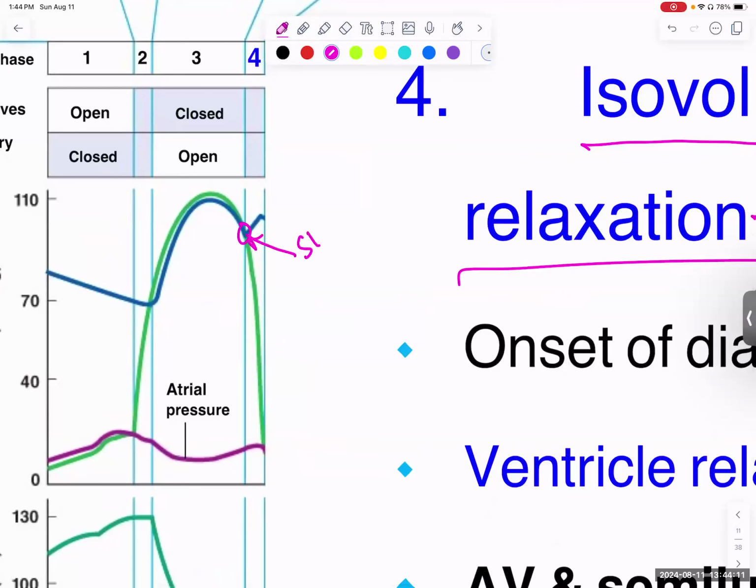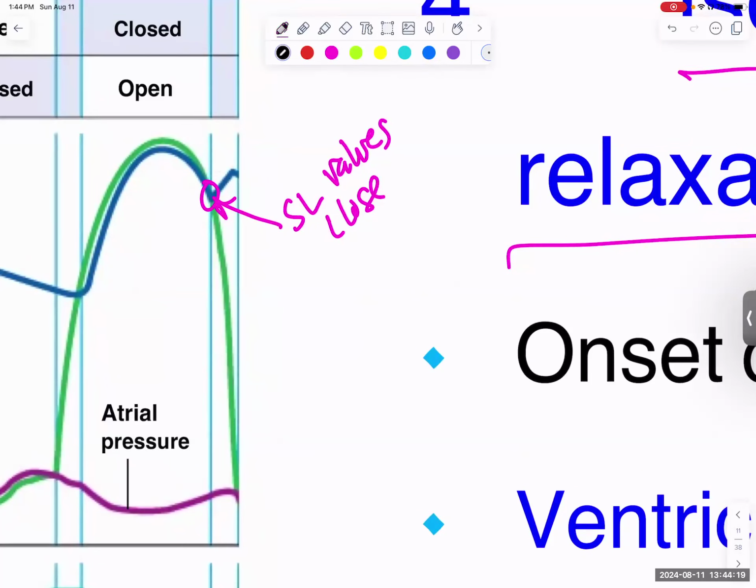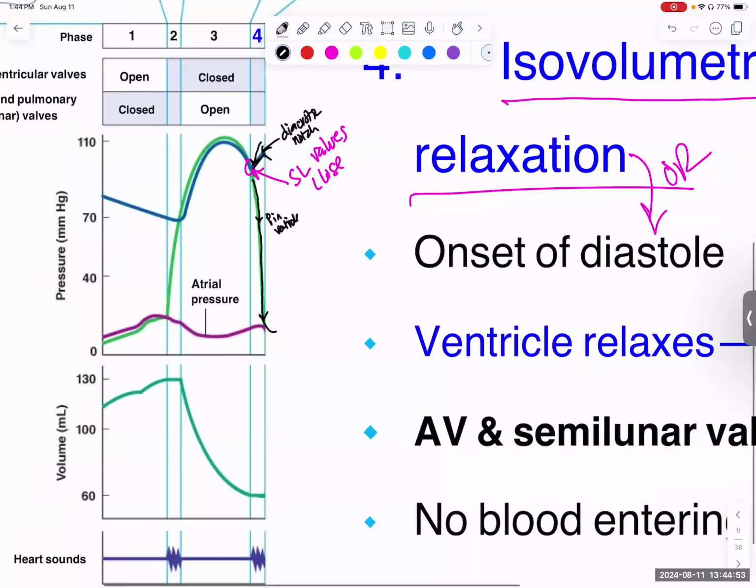Here you can see semilunar valves close. This, by the way, is the dicrotic notch. This is when blood kind of bounces back on the aortic semilunar valve and you have an uptick of pressure, but then that uptick of pressure goes back down. So it's just a notch or a bump in pressure. But the pressure in the ventricle is steadily dropping because the ventricular wall is relaxing. And so the ventricular pressure is going to drop below atrial pressure. And this right here is where AV valves open.